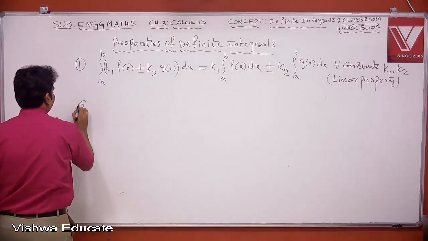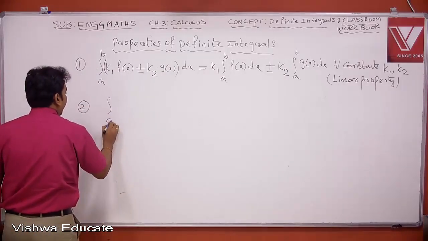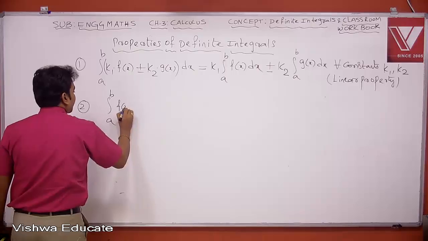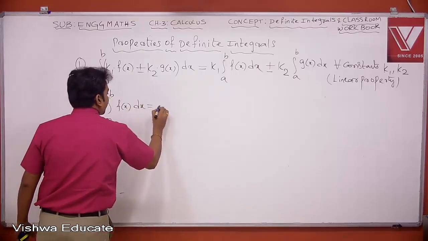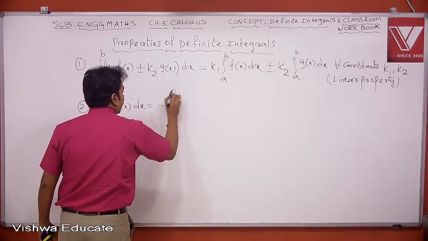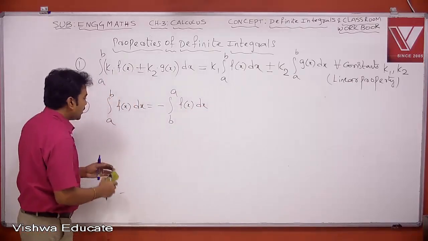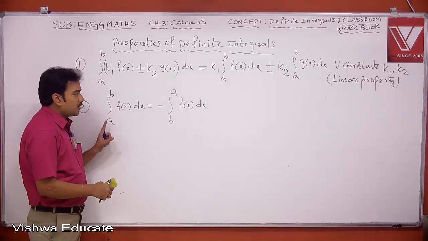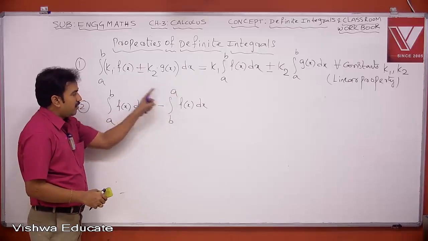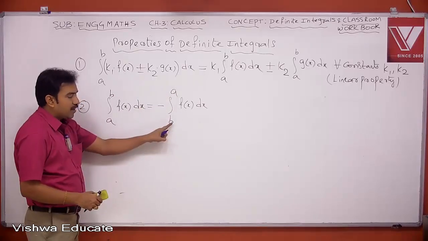And the second result is the integral from a to b of f of x dx is the same as minus the integral from b to a of f of x dx. What we have done is, here the lower limit is a, so now it becomes the upper limit. Earlier b was the upper limit, now it becomes the lower limit.